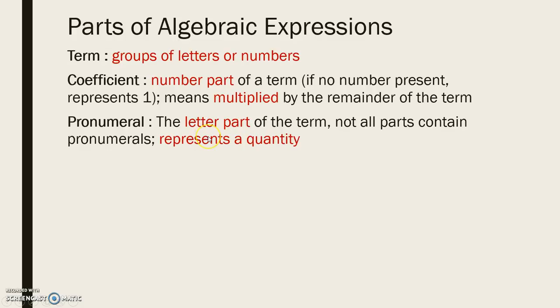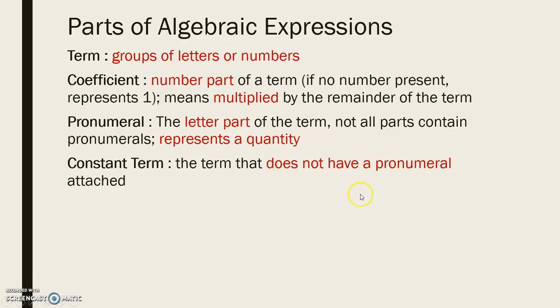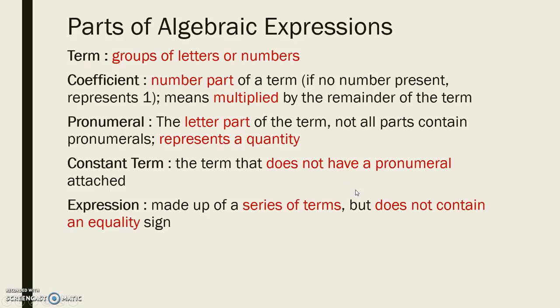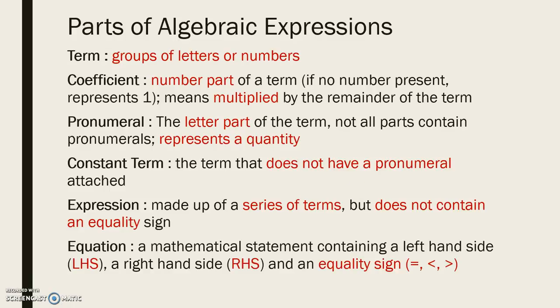Now the pronumeral is the letter part of the term, the algebraic component. Not all parts contain pronumerals, and it represents a quantity. That is, that number, that letter could represent any number. We also have constant terms, which is the ones that do not have pronumeral components. Now, expression is a series of those terms. There's no equal sign. And finally, we have an equation, which generally has a left-hand side, a right-hand side, and in between them an equality sign, or an inequality if we want it less than or greater than.